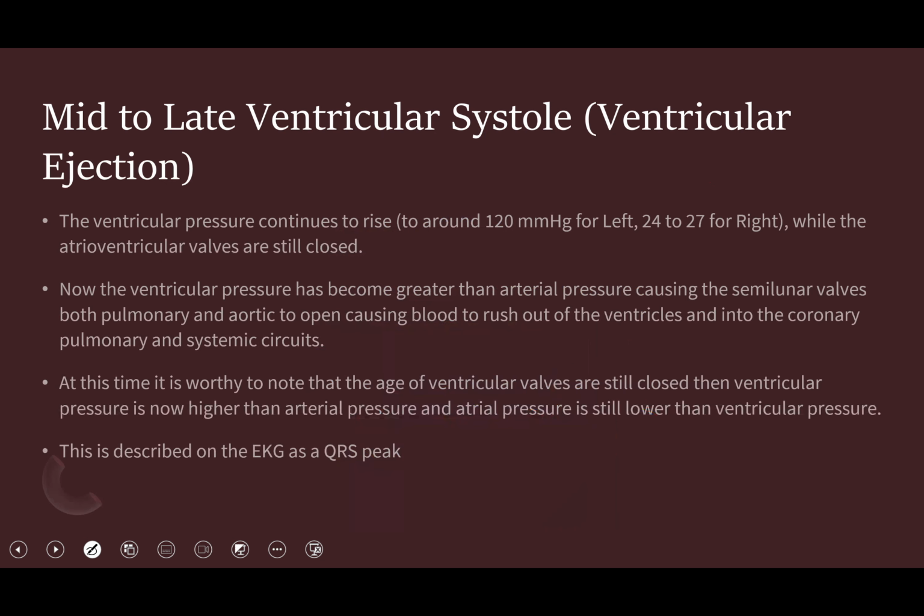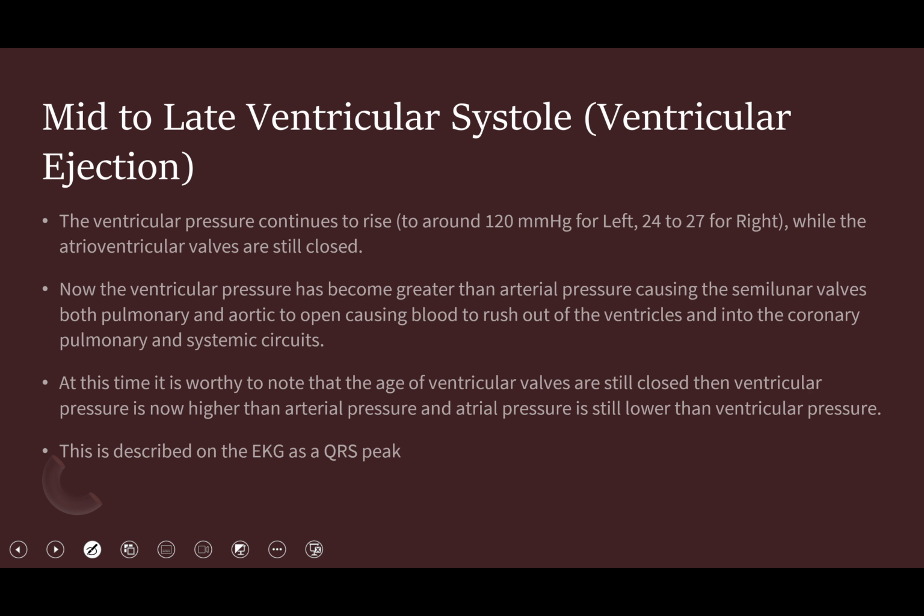Alright? We have mid to late ventricular systole, also called ventricular ejection. Now the ventricular pressure continues to rise to around 120 millimeters of mercury in the left and 24 to 27 in the right, because we know that the left ventricle will have more pressure because it's more dense. The myocardium is much larger, squeezing on the blood at a much higher pressure than the right. So the left ventricle will be around 120 millimeters of mercury, while the right will be around, let's say, 25 millimeters of mercury, while the atrioventricular valves are still closed.